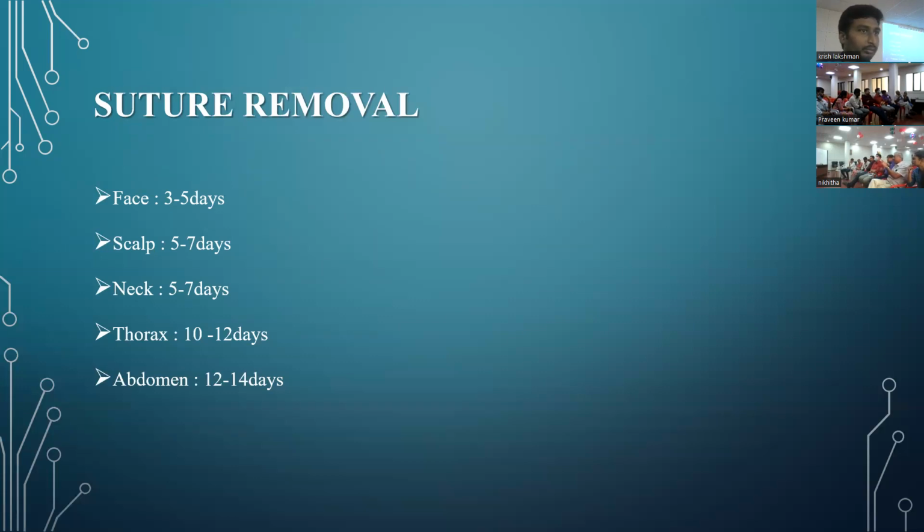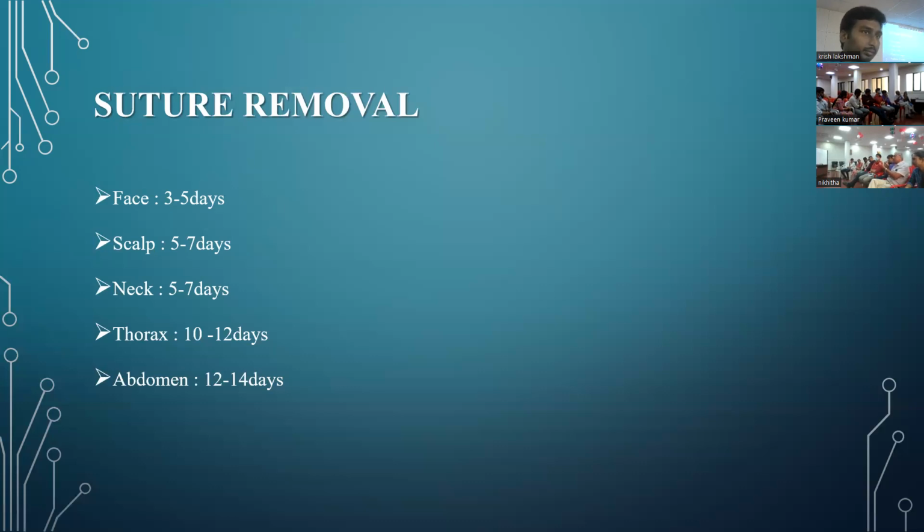And the other factor that you have to know is the lines of Langer. So if your incision is in parallel with the lines of Langer, tension is less. That is the tissue lines. So if it's in parallel, you can take out the suture faster. If for some reason your incision is perpendicular to the lines of Langer, you can leave it longer.